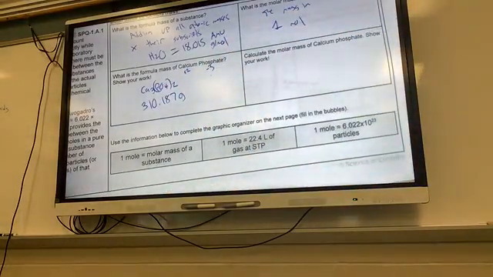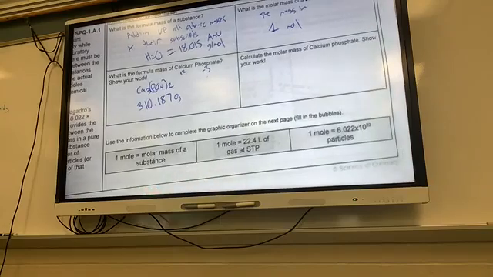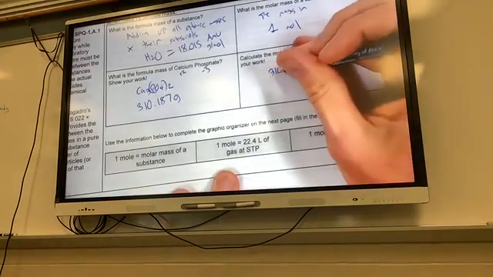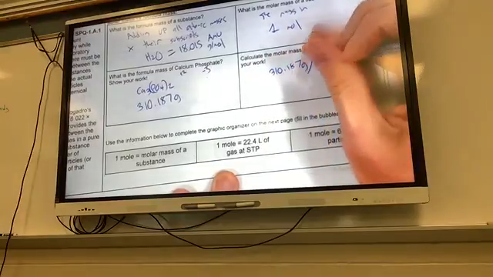Okay. Calculate the molar mass. Well, we just did it, right? It would just be this: 310.187 grams per mole.